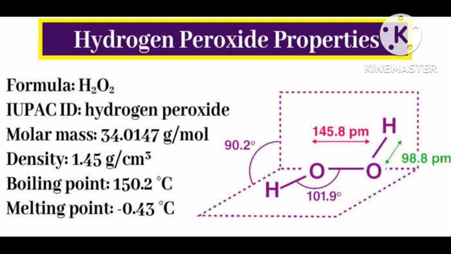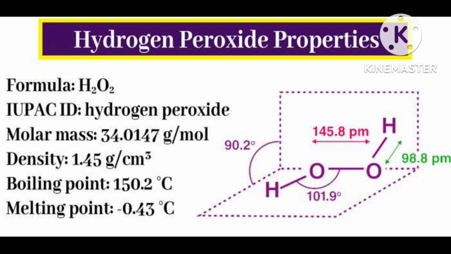Vapor pressure at 298 Kelvin is 1.9. Density of solid at 268.5 Kelvin is 1.64 gram per cc. Density of liquid at 298 Kelvin is 1.44 gram per cc.